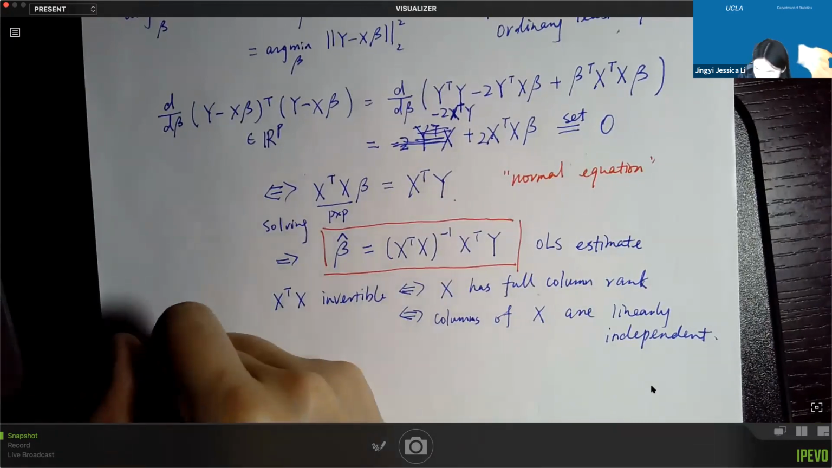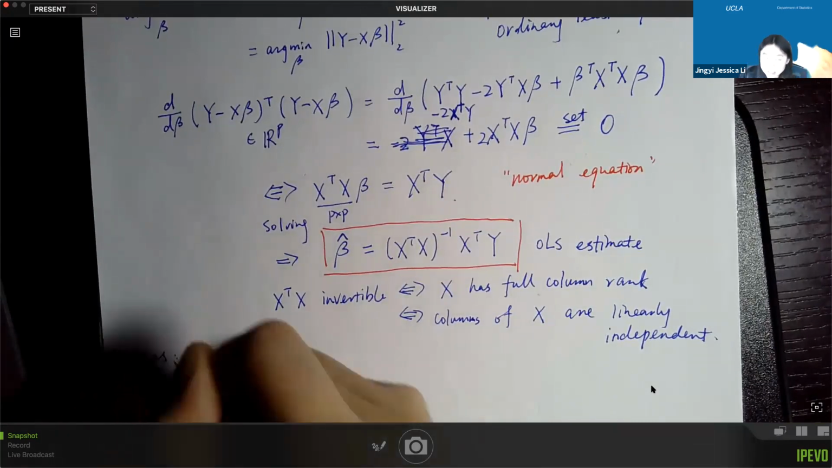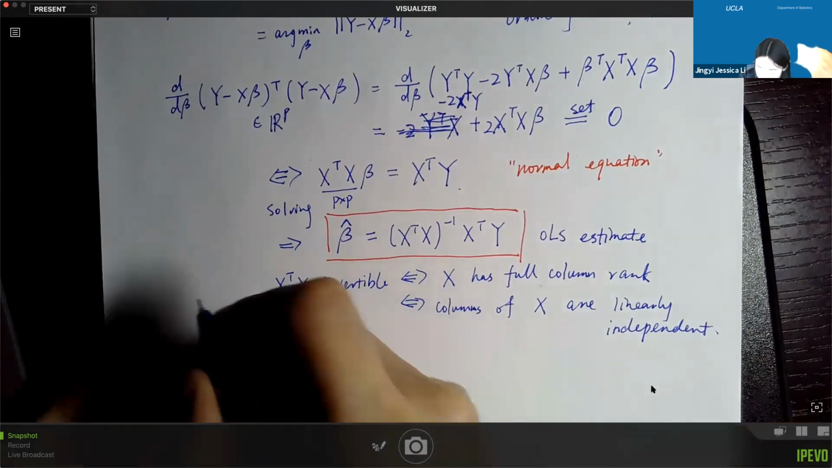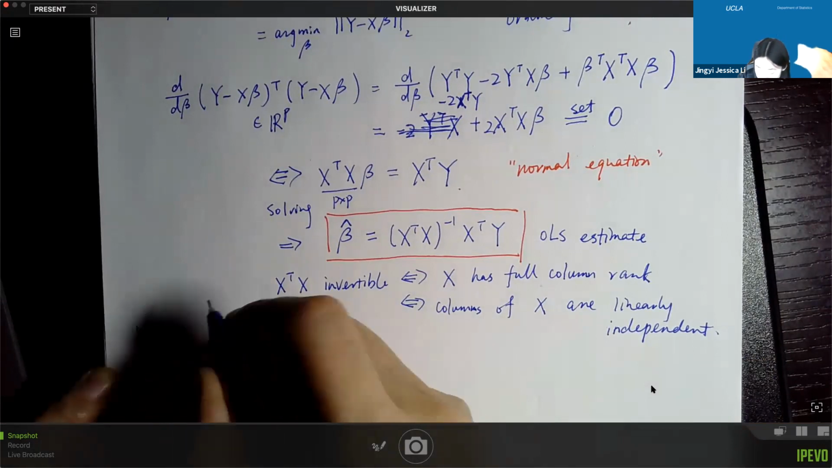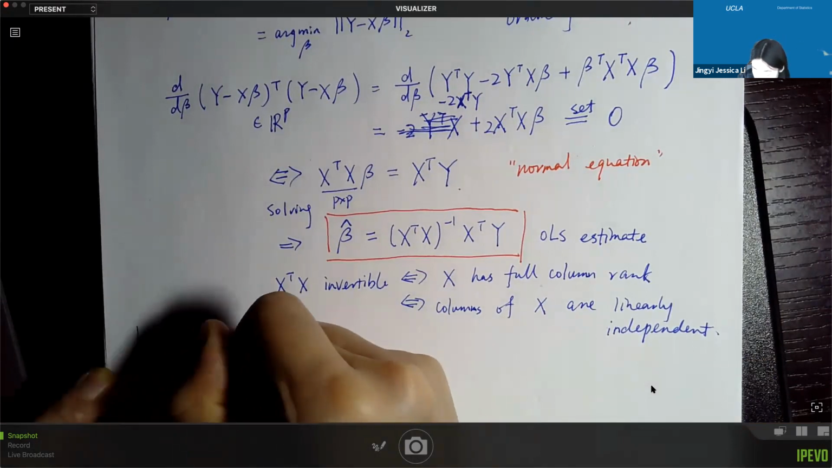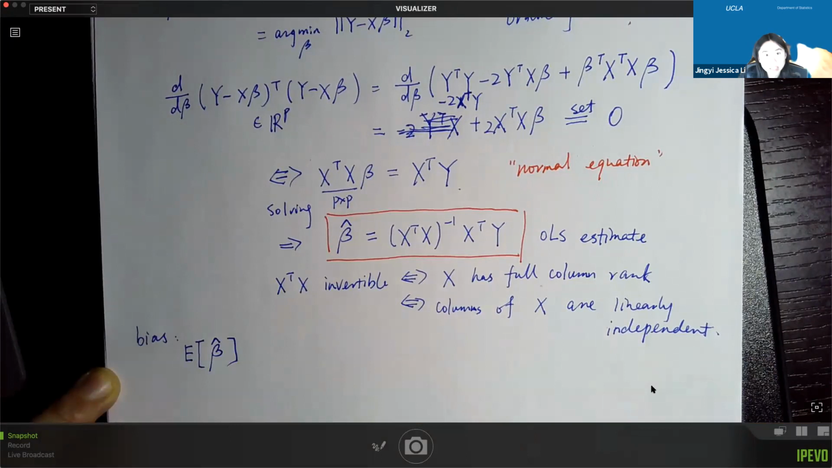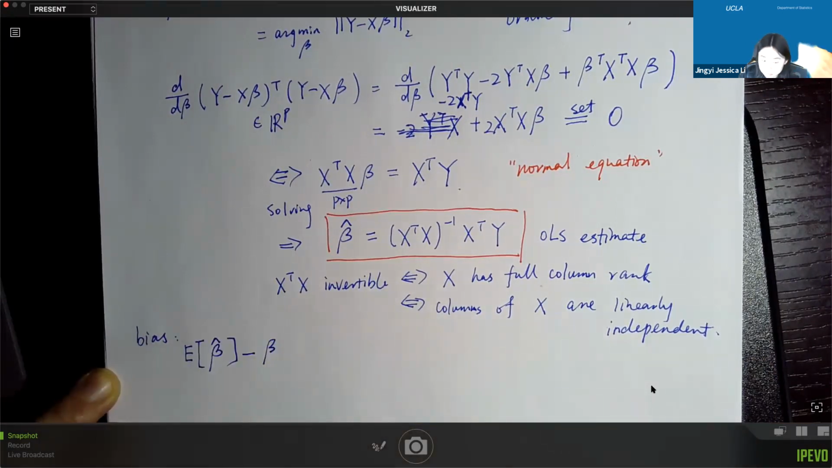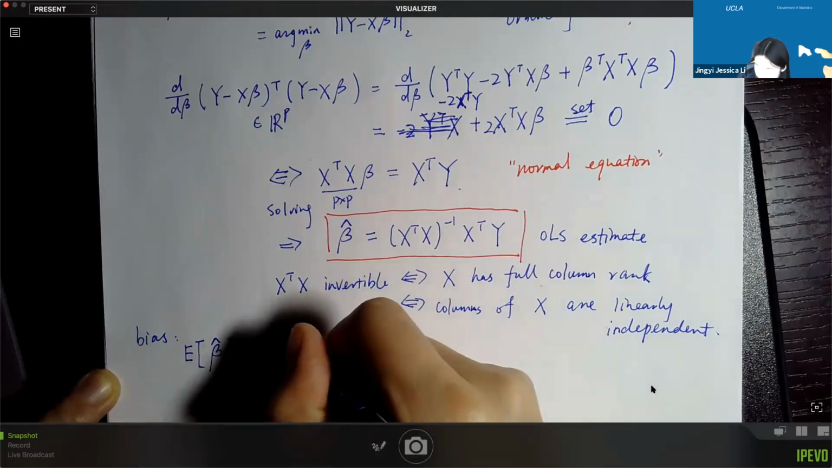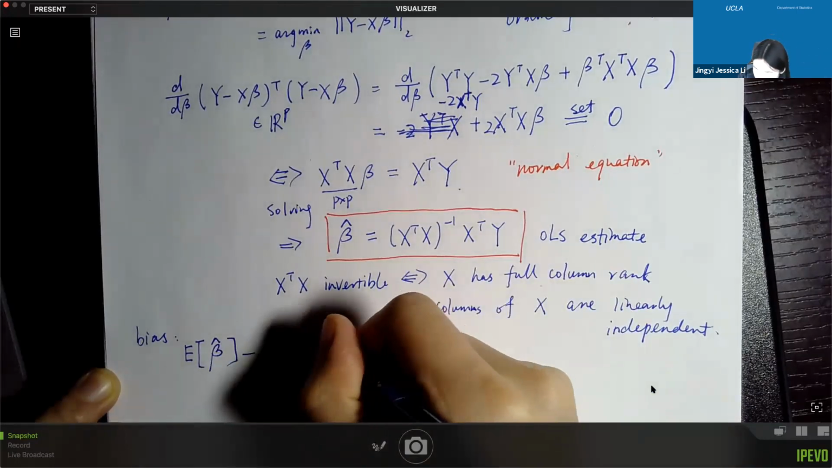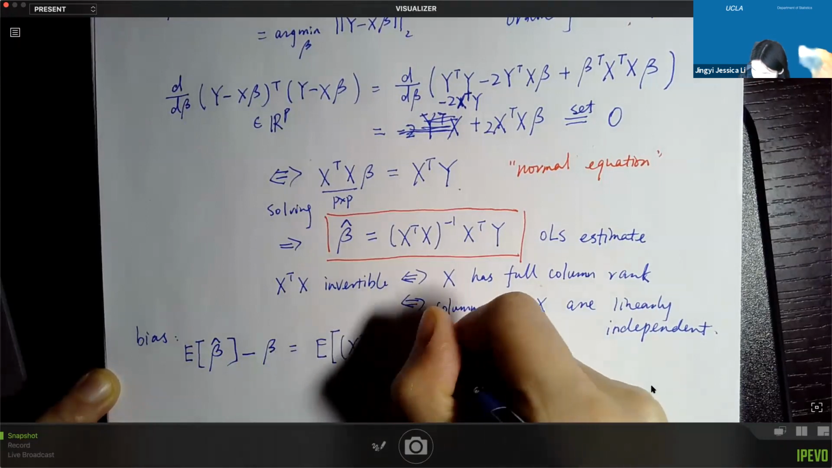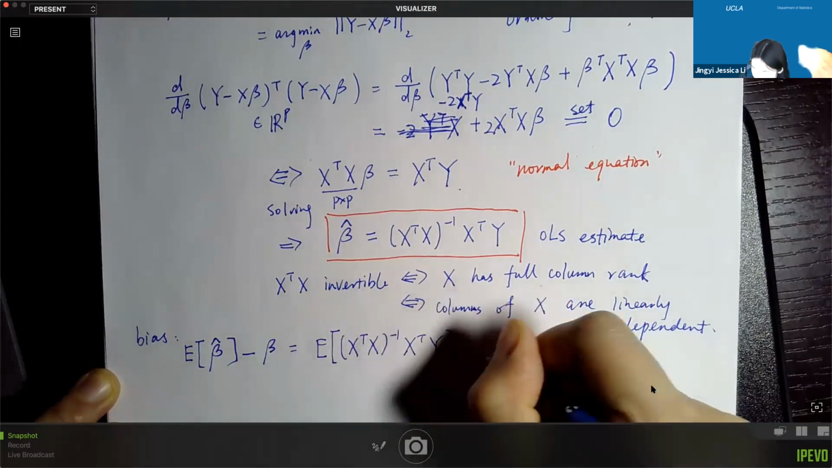One is called the bias of an estimate. One is the variance. So bias is defined as the expectation of the estimator minus the true parameter value. Here, given the definition, we can calculate the expectation easily. And you can see here the fixed design will greatly help us.